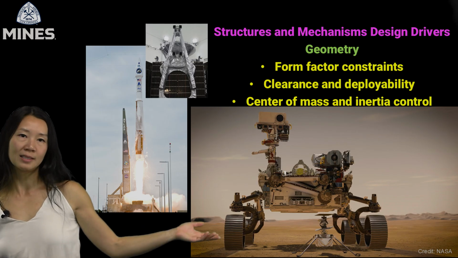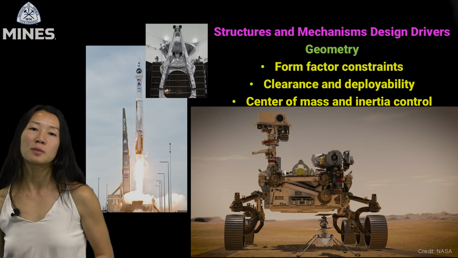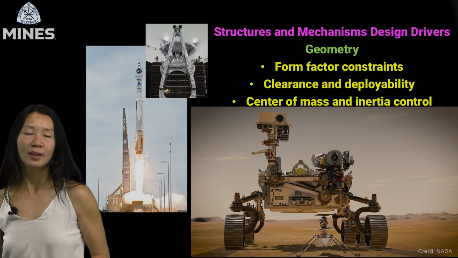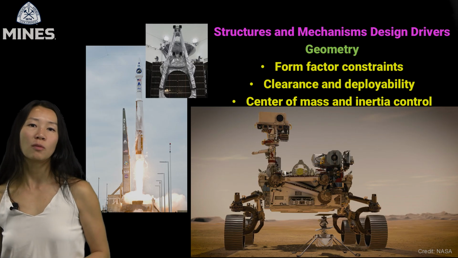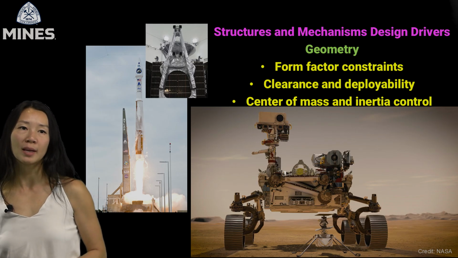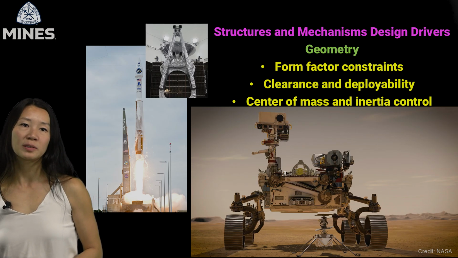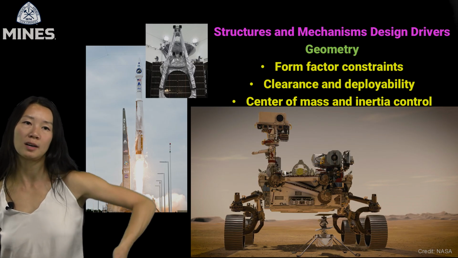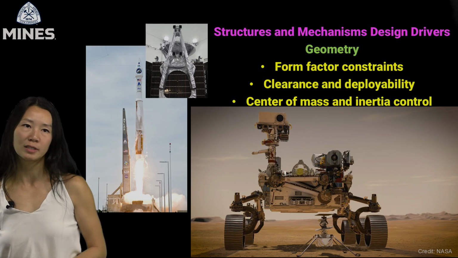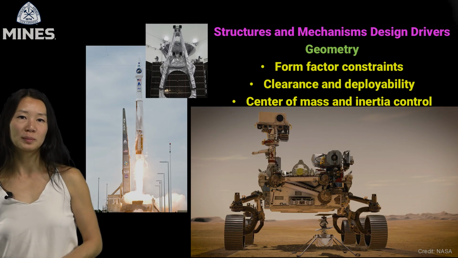Next is clearance and deployability, which matters most for rovers and UAVs. Rovers need high ground clearance and articulation to traverse rocky terrain without bottoming out. If an aerial vehicle like Ingenuity is deployed from a rover, it needs enough room to unfold safely and take off without interference. And finally, center of mass and inertia control.